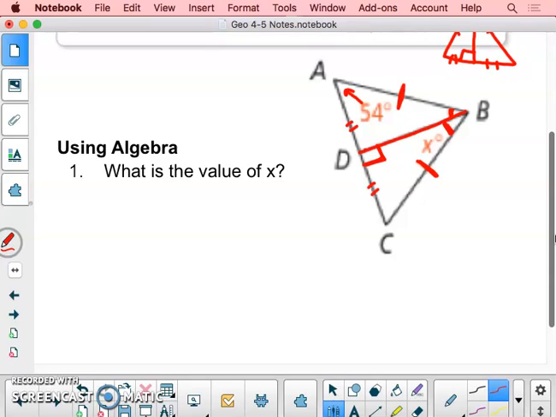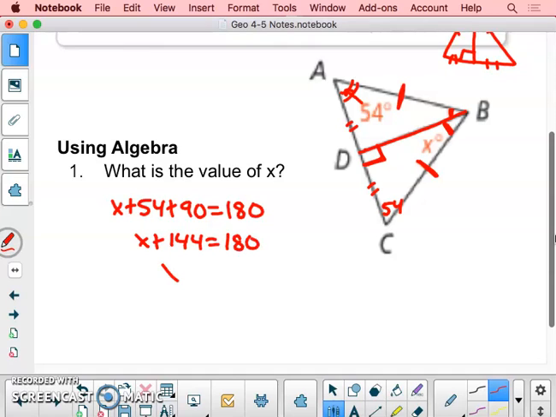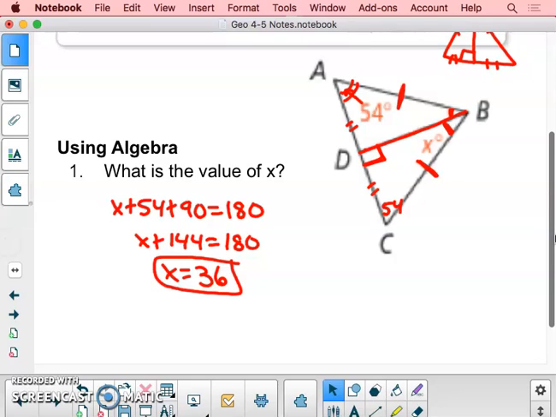Since it's isosceles, if it's 54 in this top corner, I could put a 54 down here. And now I just have a 180 problem. X plus 54 plus 90 equals 180. I can solve for x by subtracting 144 from 180. That's just a theorem. You don't have to know it by name. It's just 4-5, but it's something that you might use.